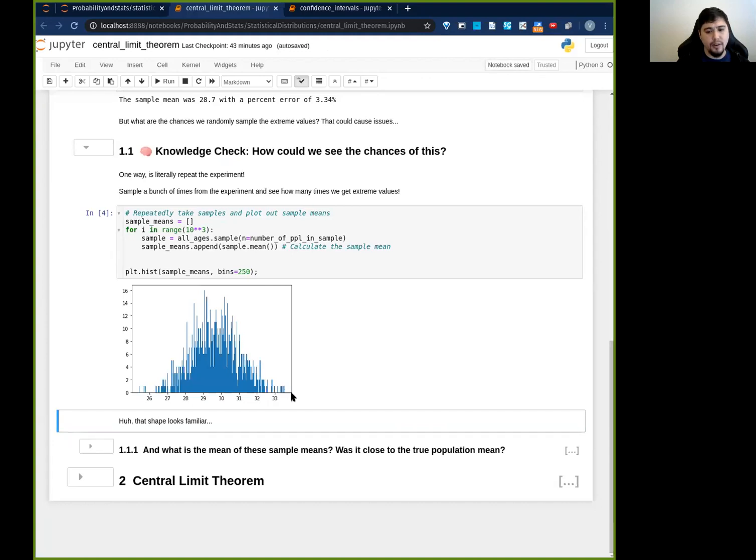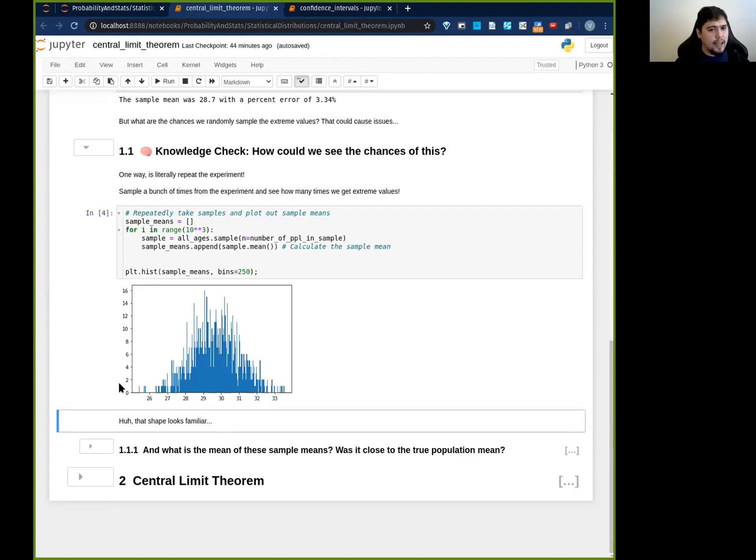Neither of these values is too far off, but the real average, well, we already looked it up, is close to 30 years old, 29.7. So you can see we mostly got values pretty close to that average right here, and then sometimes we got some extremes over here. If you look at this shape, it looks familiar. What does this overall shape look like? Normal distribution. It looks like a normal distribution, a Gaussian.